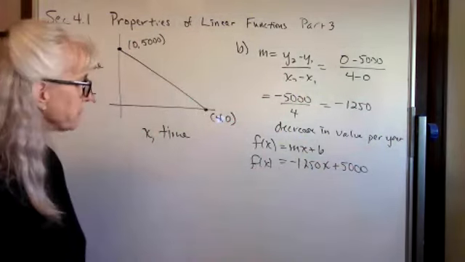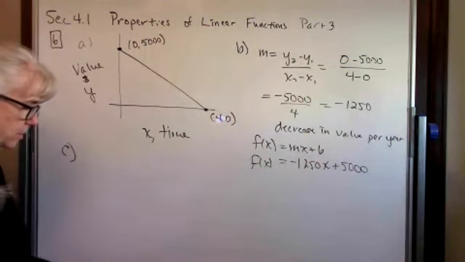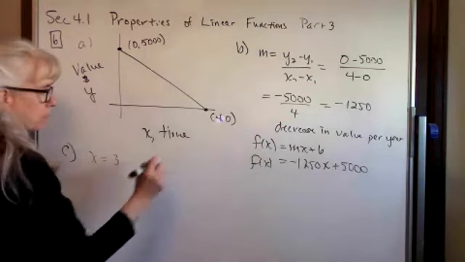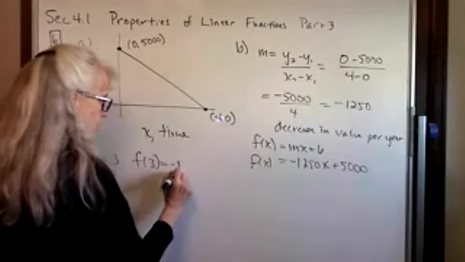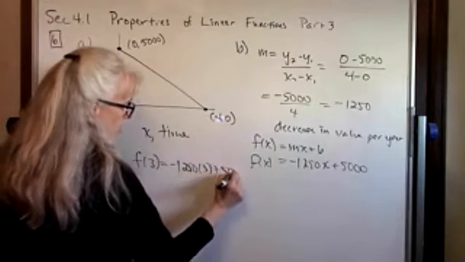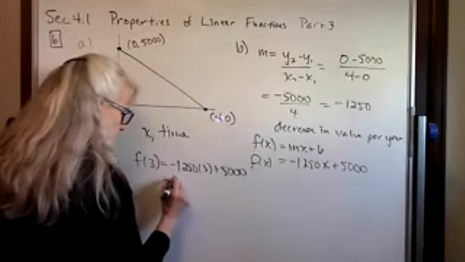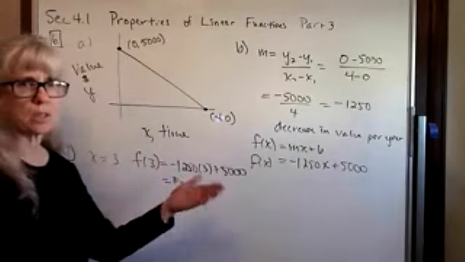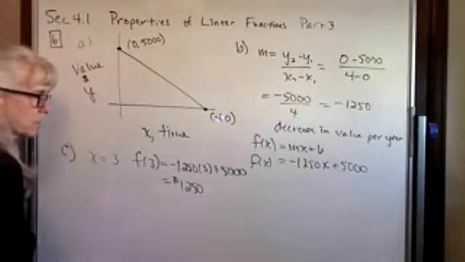Great. For part C, they want to know what's the book value of the machine after 3 years. So they're giving me an x value of 3. They want me to find f of 3. So we're simply going to plug 3 into our wonderful function. That'd be negative 1250 times 3 plus the original $5,000. And if you do that, you're going to end up with 1250, which kind of makes sense because that's how much it's decreasing each year for 3 years. So sure enough, that's its value after 3 years.